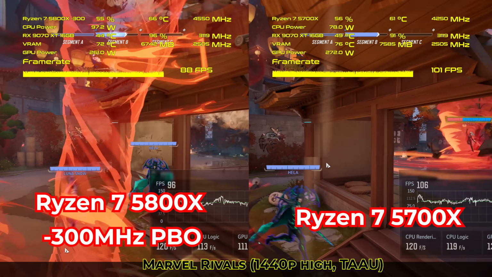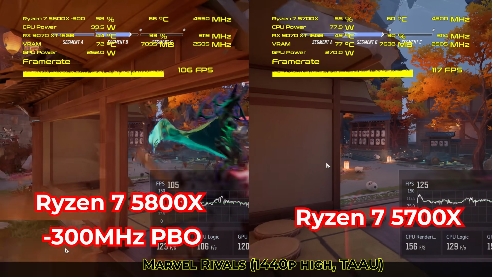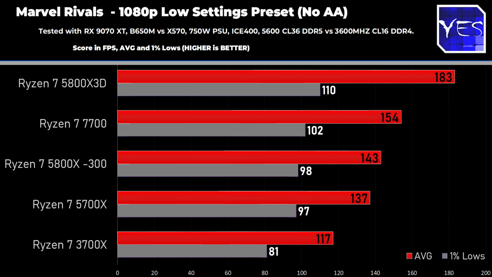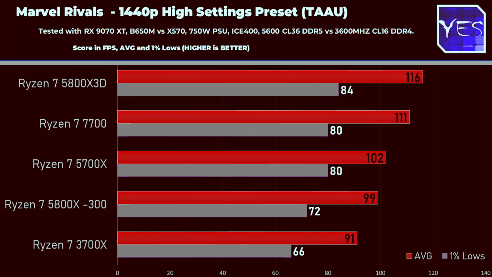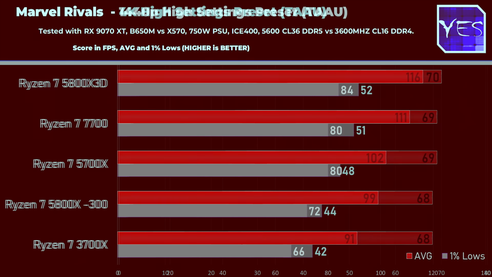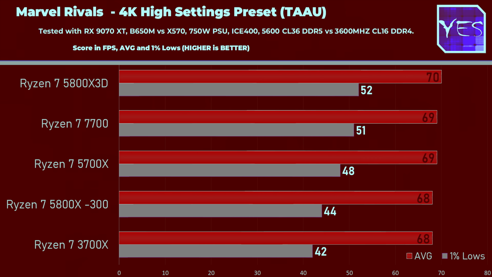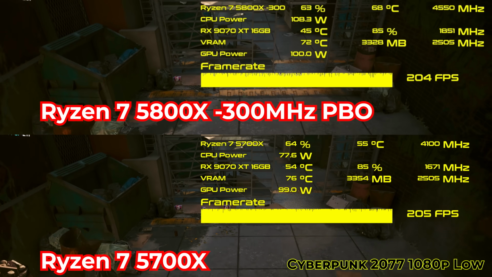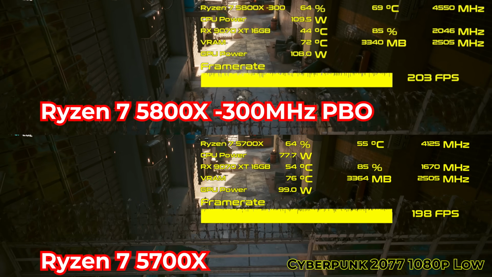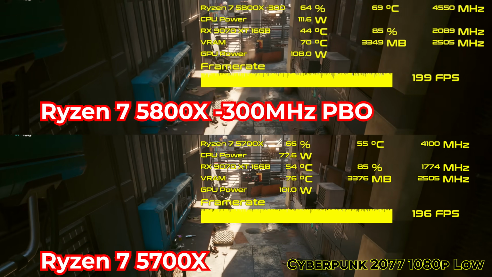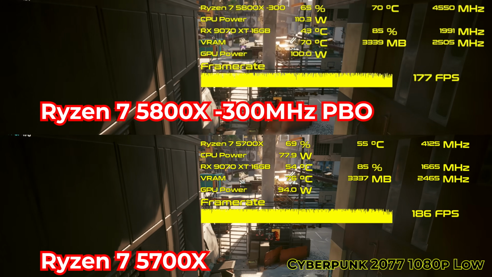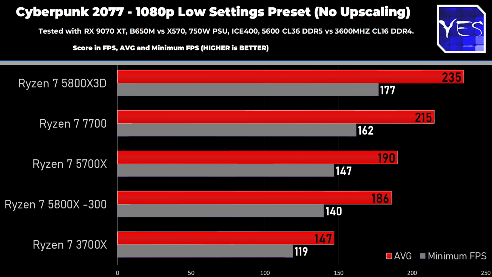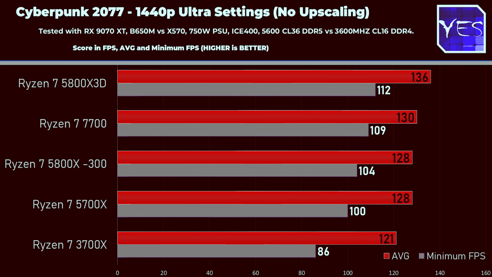With Marvel Rivals, we had a victory at 1080p, but then we had a loss at 1440p and 4K versus the 5700X. And then moving on to a game like Cyberpunk, it was a loss at 1080p. However, it was a win at 1440p and then pretty much a draw at 4K. However, most of these games are practically a draw. Even with the 3700X versus, say, the 5800X3D, they're going to be drawing out at 4K because it becomes really graphically intensive at those resolutions.